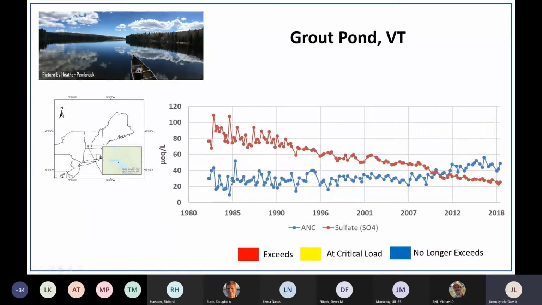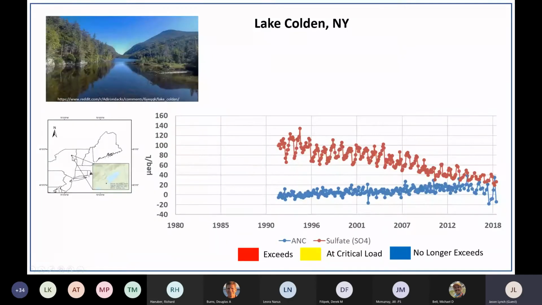And here's Grout Pond in Vermont. This is the water quality trend, and you can see in the 80s, sulfate was well over 80, and now it's near about 25. And we have had a steady increase in terms of ANC. Quality are matching up. Here's Lake Colden in New York, here in the Adirondacks, in the northern part. We see the same decrease in sulfur with a rise in ANC.